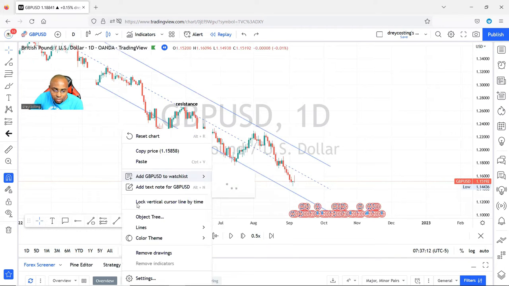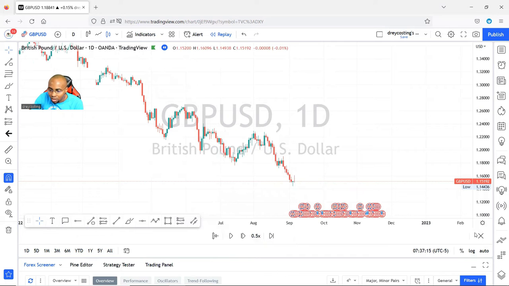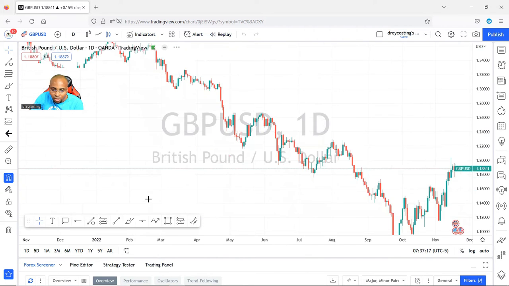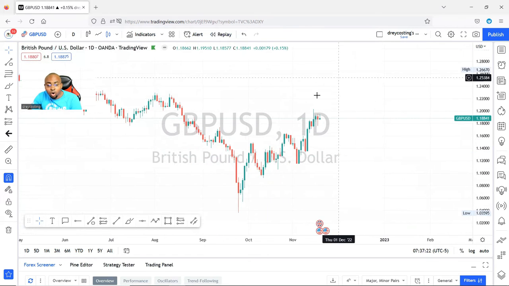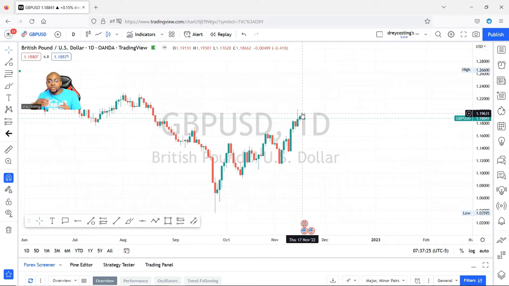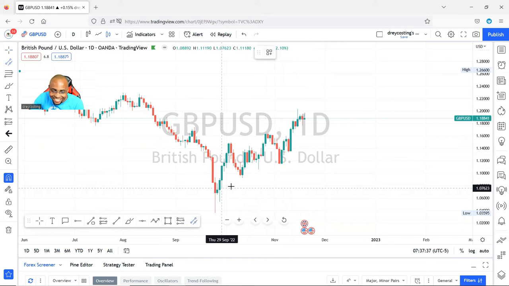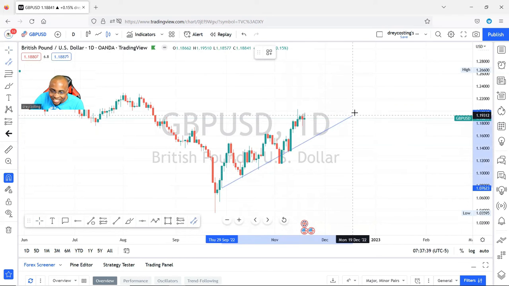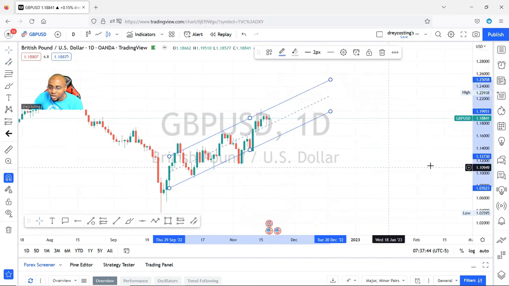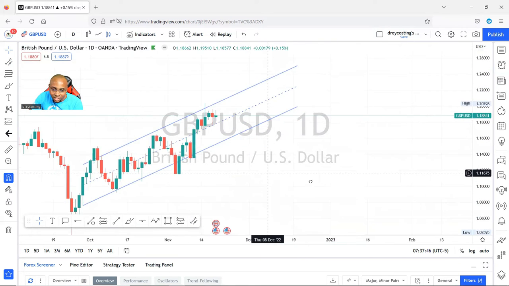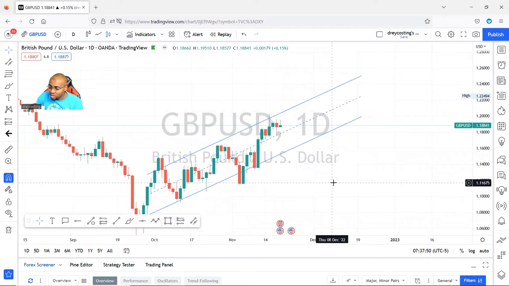So let me clear my chart. For the upward movement, if for the downward you place the channel on the top, then for the upward you're going to place it the opposite, right? So you're going to do something like this. Boom. Yeah, so when I was on the live the other day, that is what I was saying to you guys.